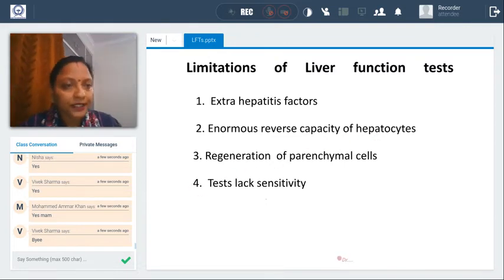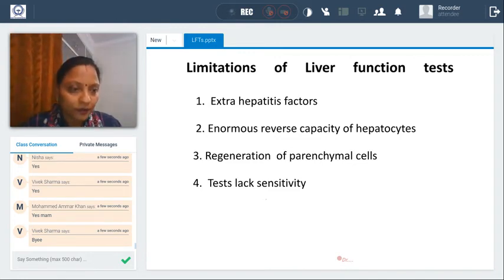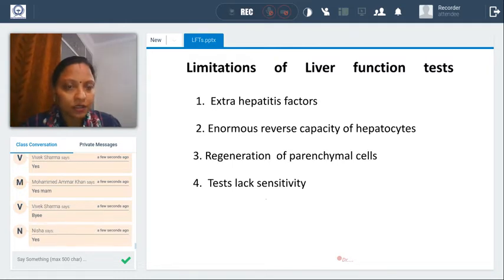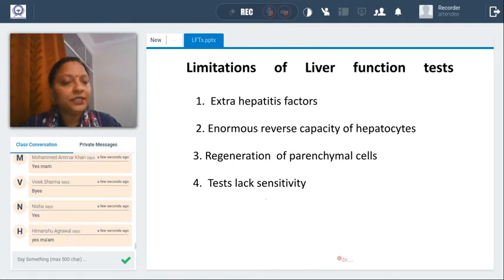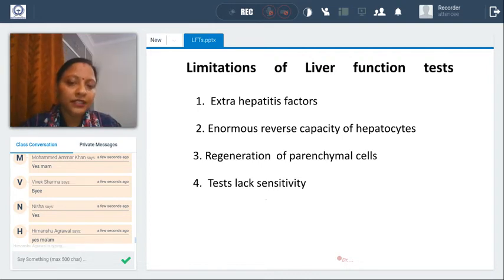Is it clear? The limitations of liver function tests? Yes. There are many extrahepatic factors, regeneration of parenchymal cells, and various tests lack sensitivity. They are not accurate.